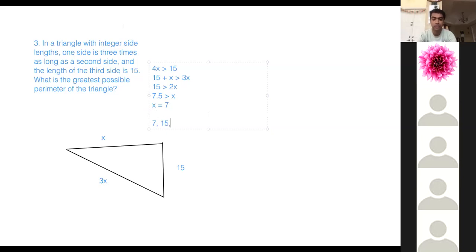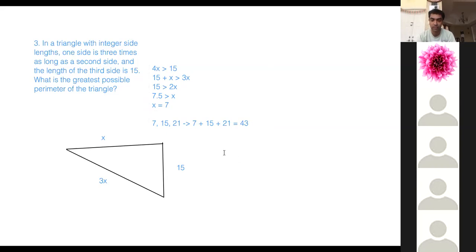Good, yep, that's correct. 7, 15, and 21 would be the 3 sides, with a perimeter being 7 plus 15 plus 21 is 43. Okay, good. Now, you used one property here that the sum of 2 sides must be greater than the third side. Do you know what this kind of property is called?